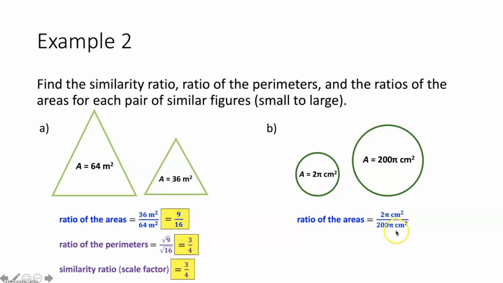So how does this simplify? Well, the pi's cancel out, and 2 over 200 simplifies to 1 over 100. That is the ratio of the areas from small circle to large circle.